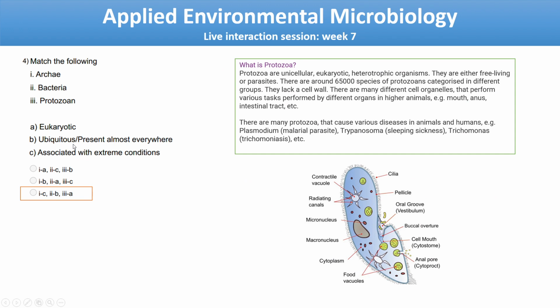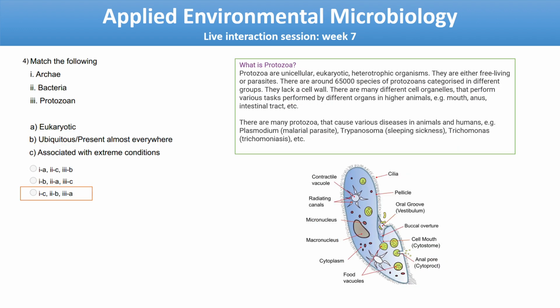almost everywhere, is also the right option, because we have studied that there are certain bacteria which can survive even in high salt condition, even in high pressure condition, even in normal conditions like soil, water, etc. And therefore we can say that the bacteria are present ubiquitously, that is present almost everywhere.